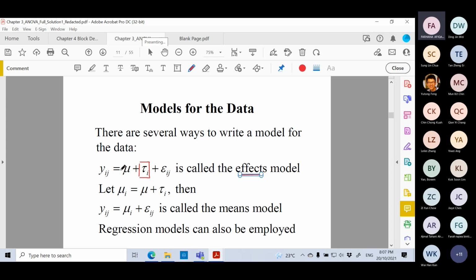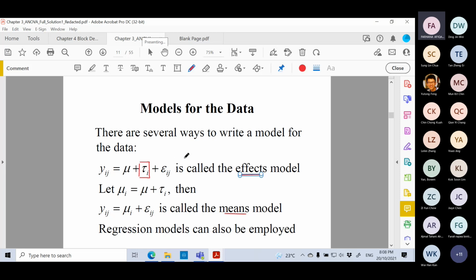Or if we group these two together, they become a single term, mu i. So this one is called the means model. I introduce this to you because sometimes the representation of the formula differs, and different textbooks use different names. Then in the following way, a regression model can be used to do the analysis. Actually this is just one of the linear models, in the sense that you have Yij, you have a mean, you have tau, and you have an error term. Okay.